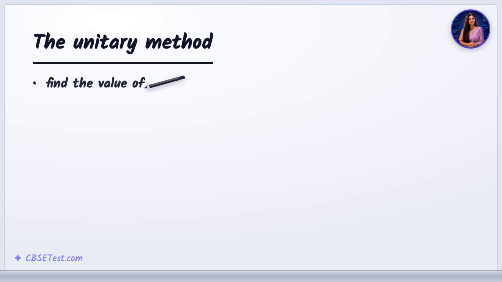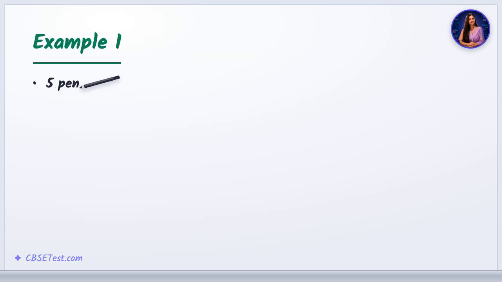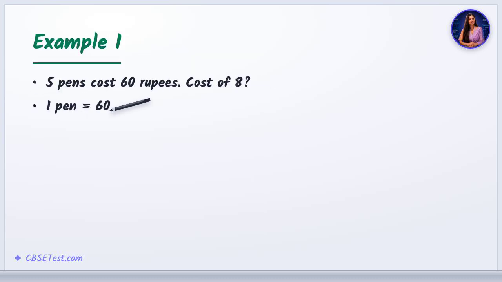The unitary method is simple and powerful. First, find the value of a single unit, then scale up to however many you need. 5 pens cost 60 rupees. First, find 1 pen. 60 divided by 5 is 12. Then 8 pens cost 8 times 12, 96 rupees.